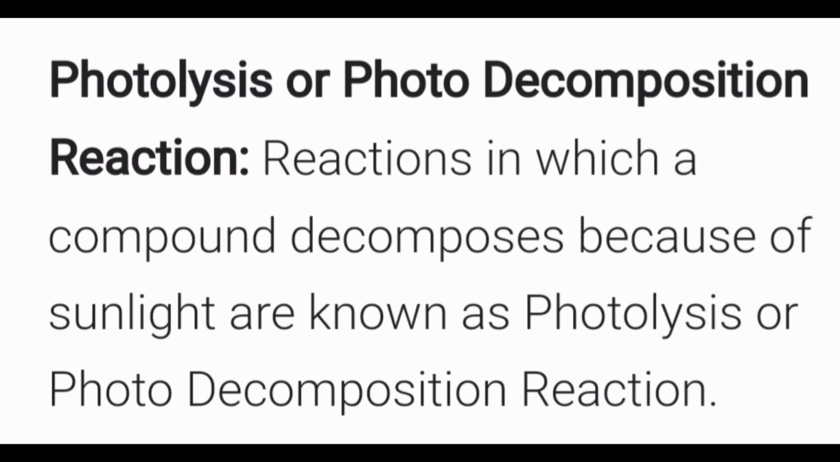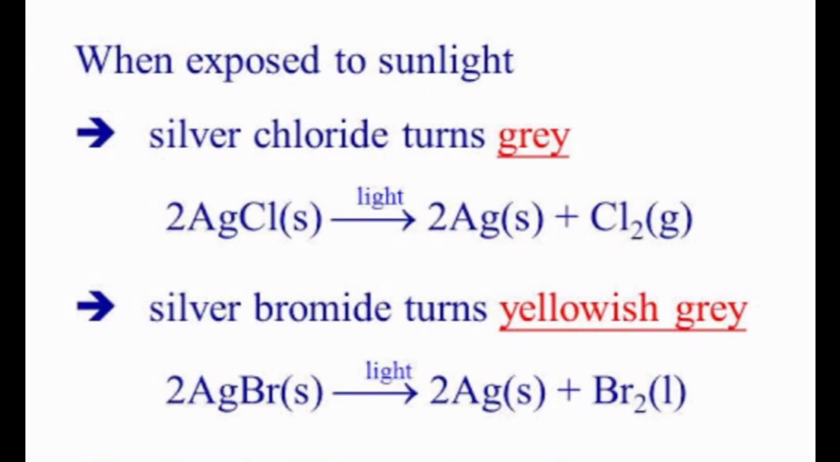Photolysis or photo decomposition. A reaction in which a compound decomposes because of sunlight is known as photolysis or photo decomposition. When exposed to sunlight, silver chloride turns gray. Here you can see, and silver bromide turns yellowish gray, and it decomposes as follows.